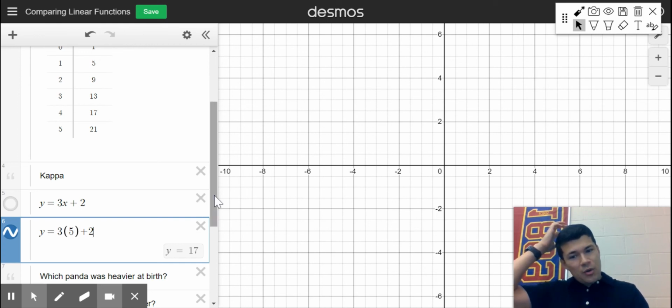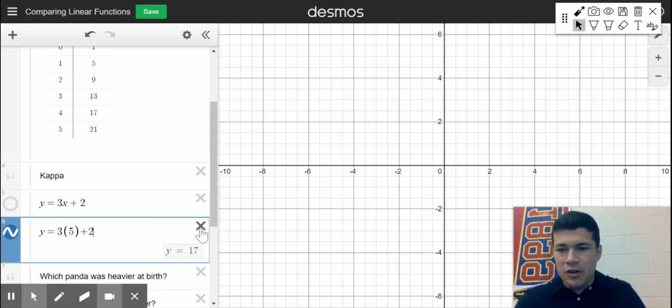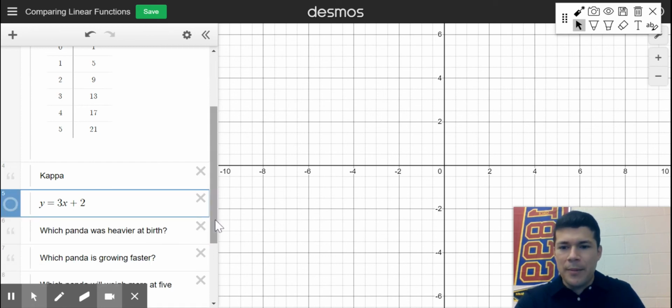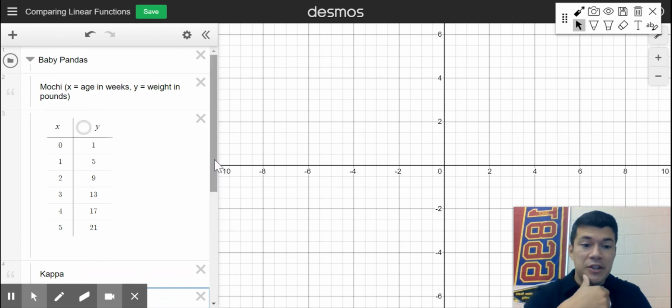Who weighs more? Well, who else? Mochi the panda. Mochi weighs 21 pounds at this point, while at 5 weeks, Kappa is going to weigh 17 pounds. So that's the way the cookie crumbles. That is comparing linear functions in a nutshell. Nothing too bad about that. You're going to see another example in class today talking about pizza deliveries, which I find pretty neat.